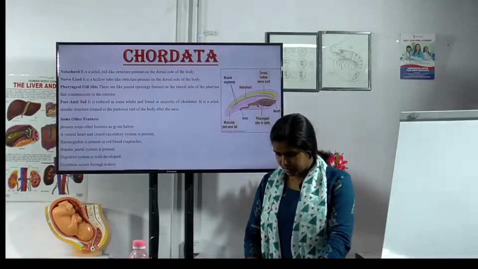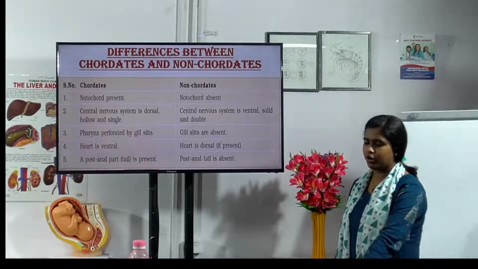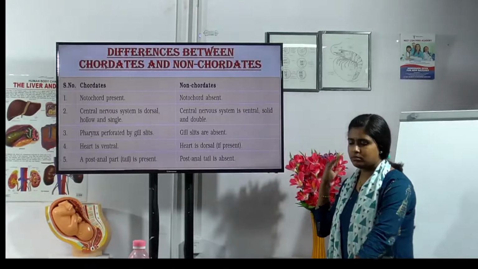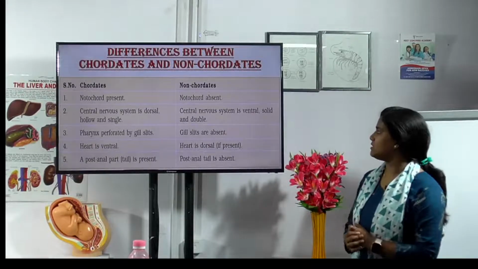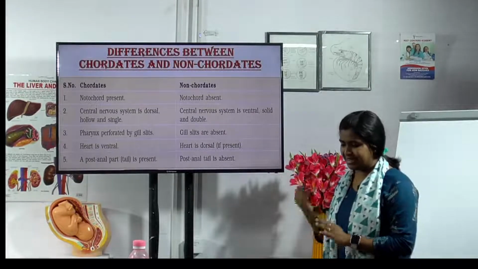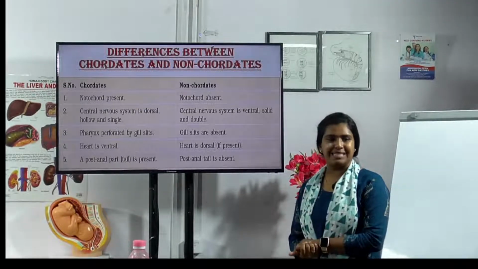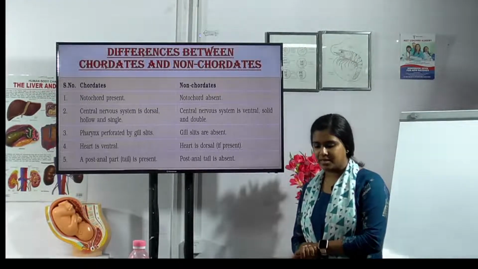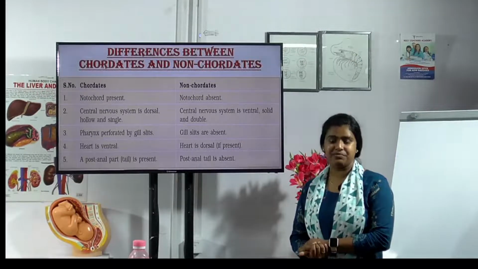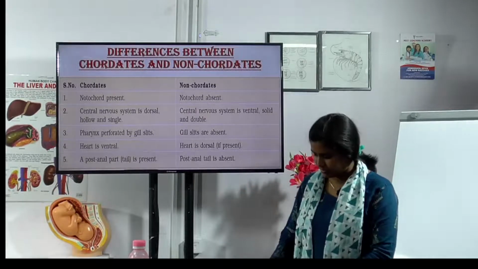Okay, next we'll see the difference between chordates and non-chordates. Here, notochord is present, the first difference, and the central nervous system is dorsal, hollow and single, whereas here it is ventral. Pharynx has gill slits, whereas here gill slits are absent. Heart is ventral, whereas here it is dorsal if present, and the post-anal part is present, whereas here it is absent.